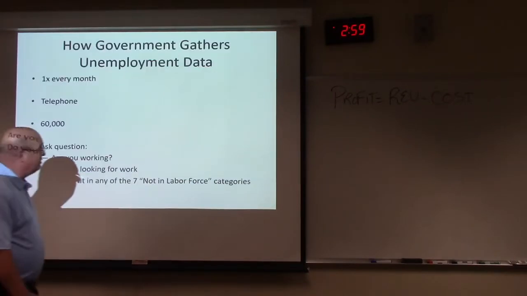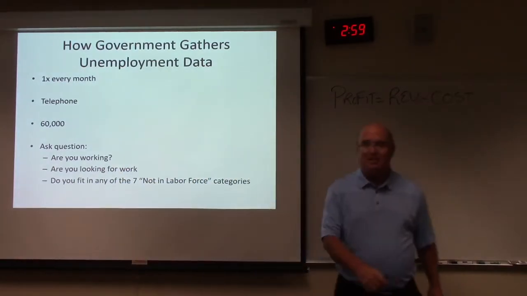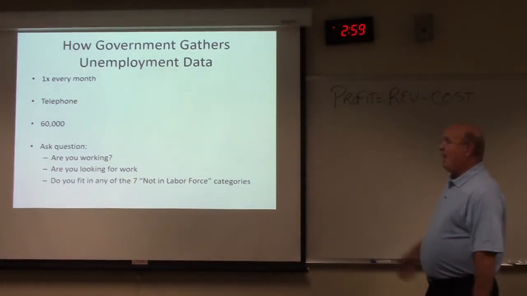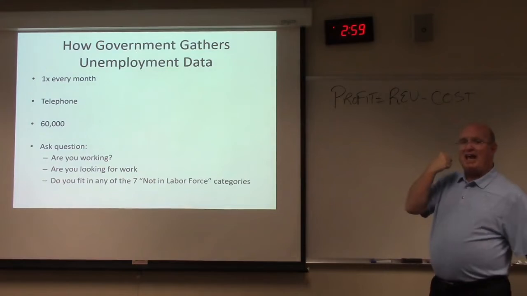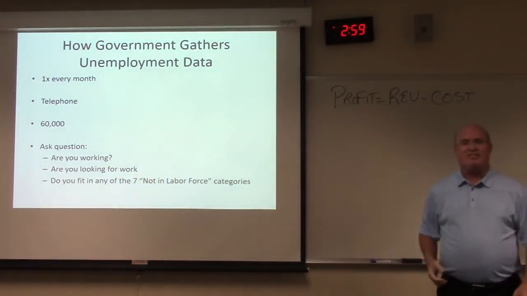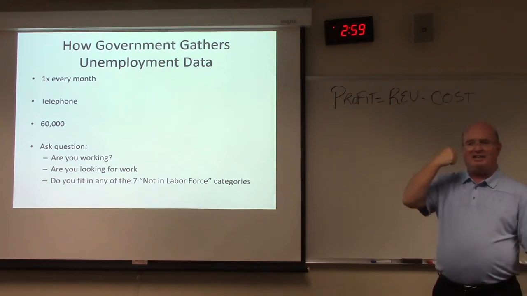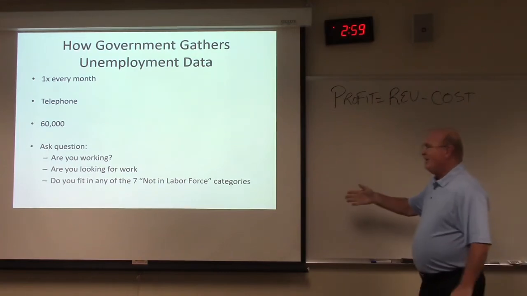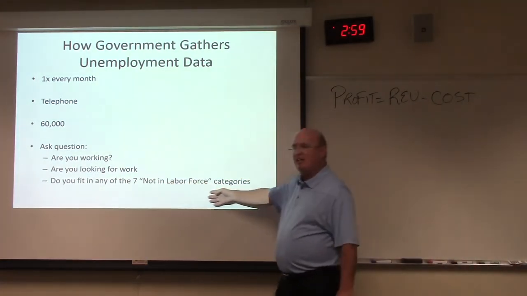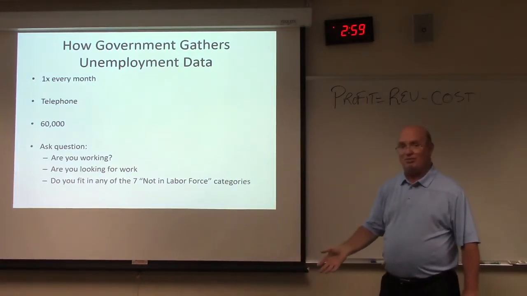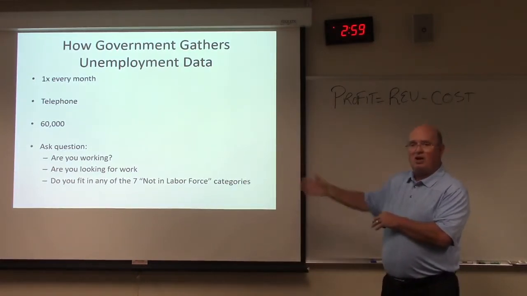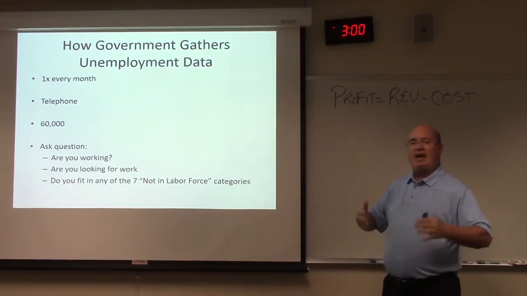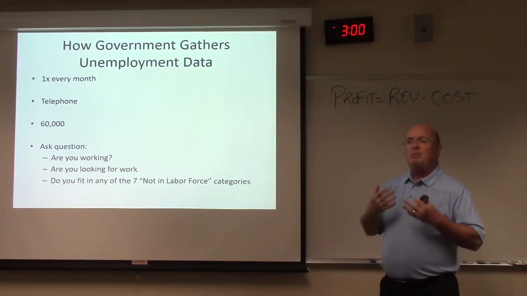So how do they figure this out? Well, once a month, there's about 60,000 telephone calls made. And you go ring, ring, you pick up the phone. Hey, you working? Yes, I am. Thank you very much. Click. You're employed. Hey, you working? Nope. You looking for work? Yep. Thank you very much. Click. You're unemployed. Or any of the other 7 categories that identifies you not being in the labor force. So those 60,000 phone calls in statistically accurate sampling areas come up and make this unemployment percentage.